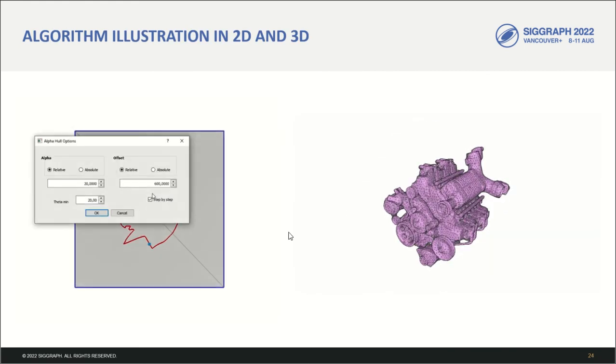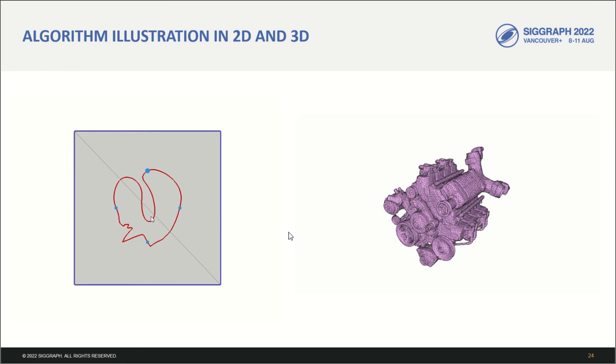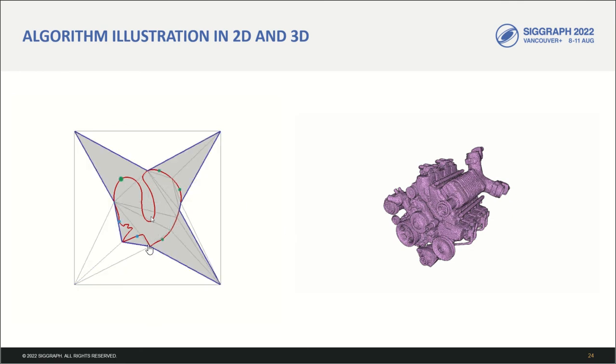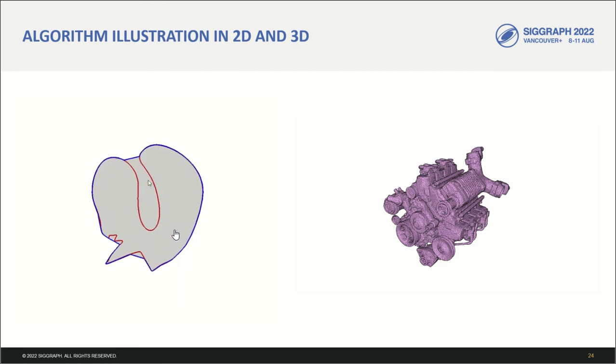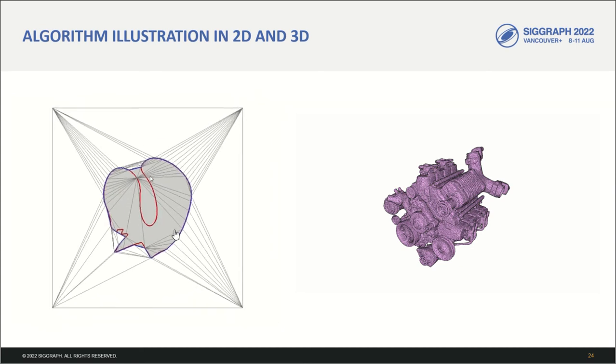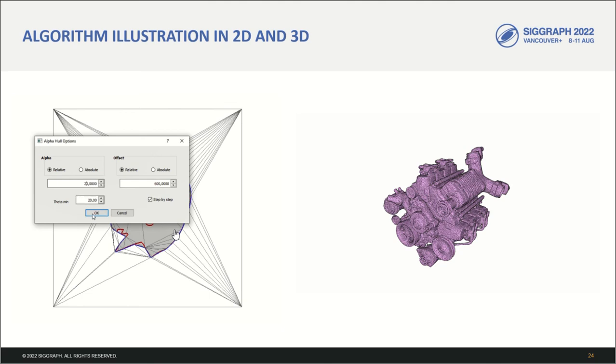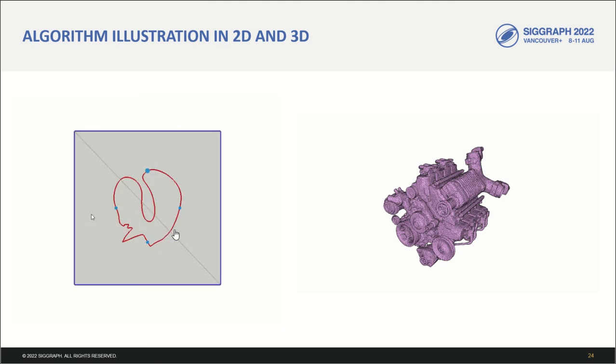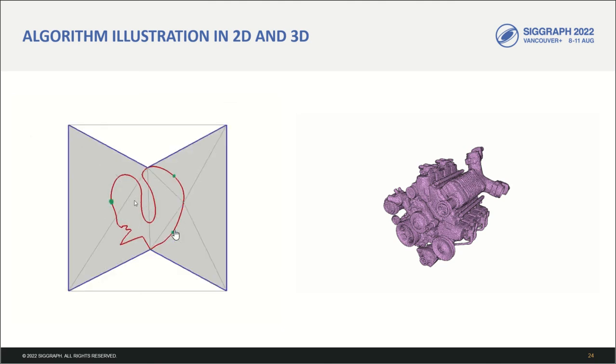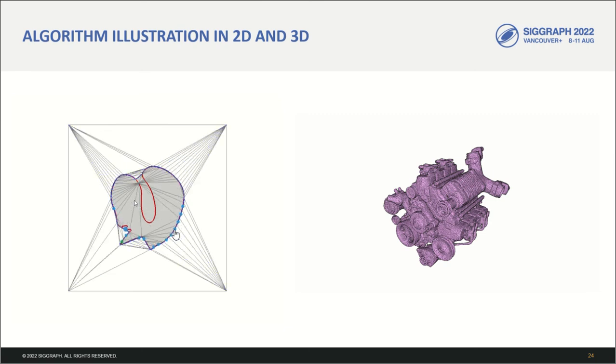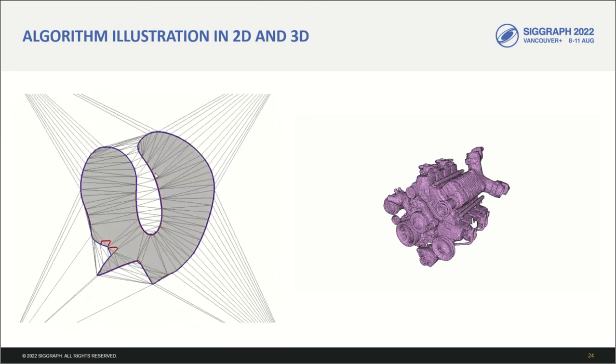This is an illustration in 2D and in 3D. You see that on the left, the color of the Steiner points, depending on whether they are projections or intersections, are blue or green. That's an example with a large alpha parameter. Now, if we specify a smaller alpha parameter, then we are going to enter into the cavity this time. That's the output wrap mesh.